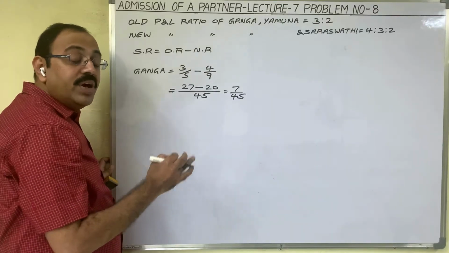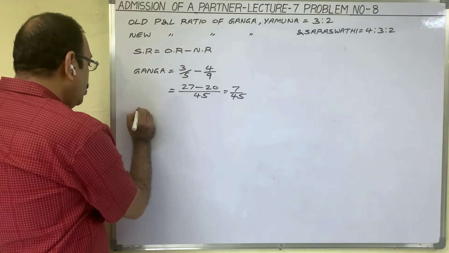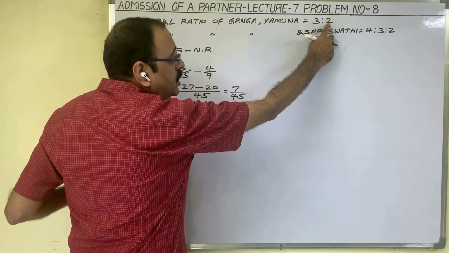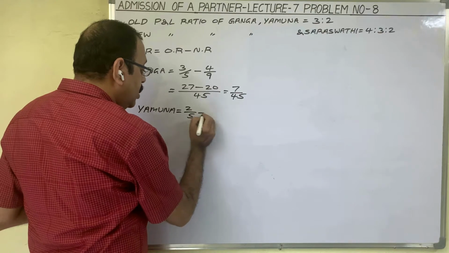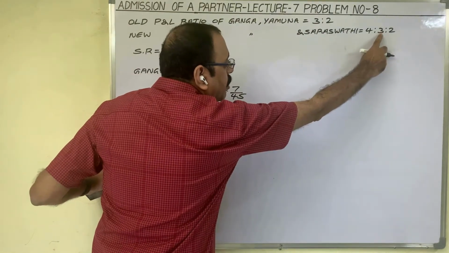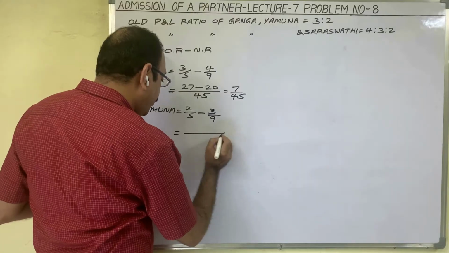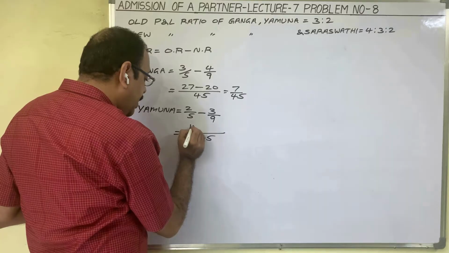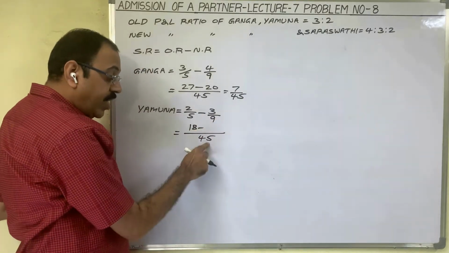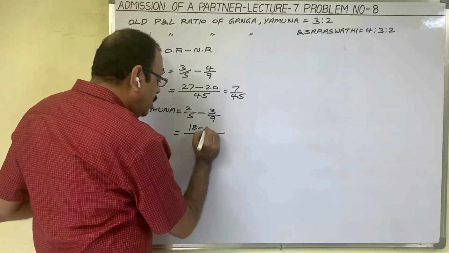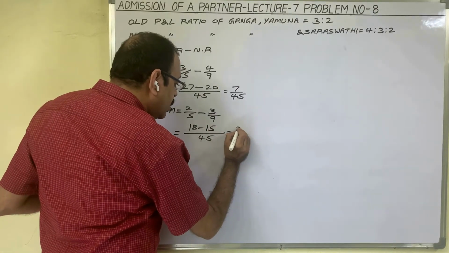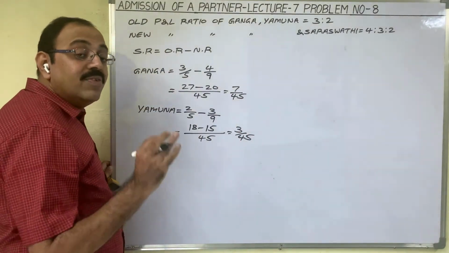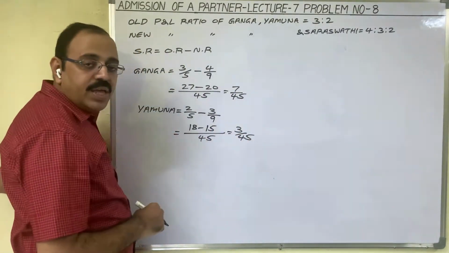The same thing we have to apply for Yamuna also. So Yamuna, apply the same formula. Yamuna's old ratio is 2 by 5 minus her new share is 3 by 9. LCM 45. 5 9s are 45. 9 into 2, 18. Minus 9 5s are 45. 5 into 3, 15. 3 by 45. So, Yamuna's sacrificing share is 3 by 45.